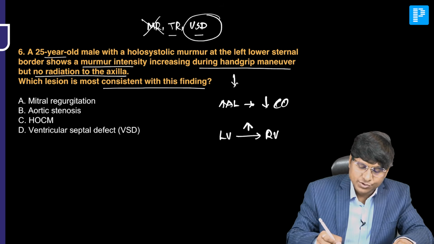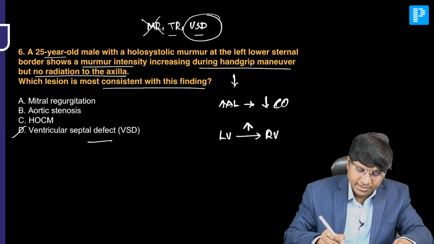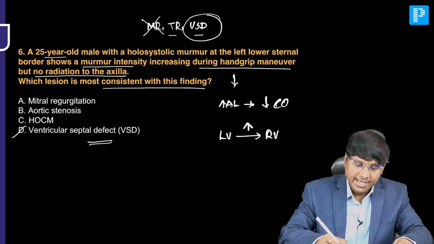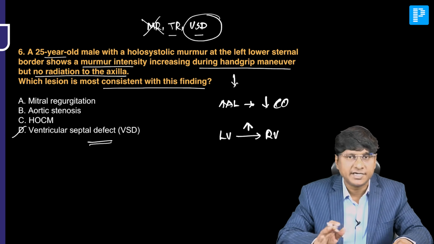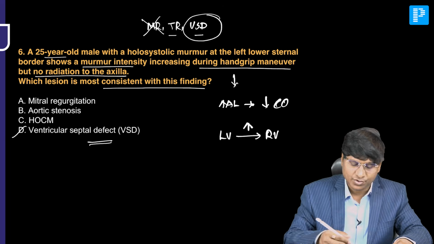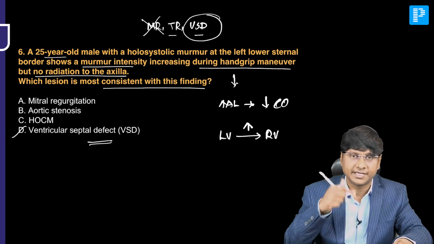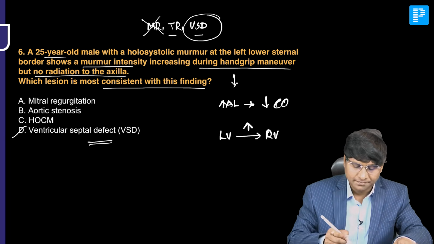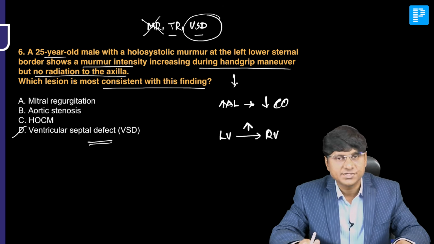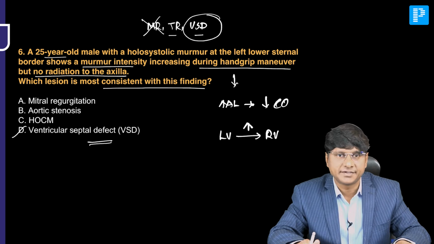So which lesion is most consistent with this finding? That is the ventricular septal defect, right? And the tricuspid regurgitation murmur does not change much with the hand grip. Anyway, tricuspid regurgitation is not there in the options given below. So the answer in this question is the ventricular septal defect, right?